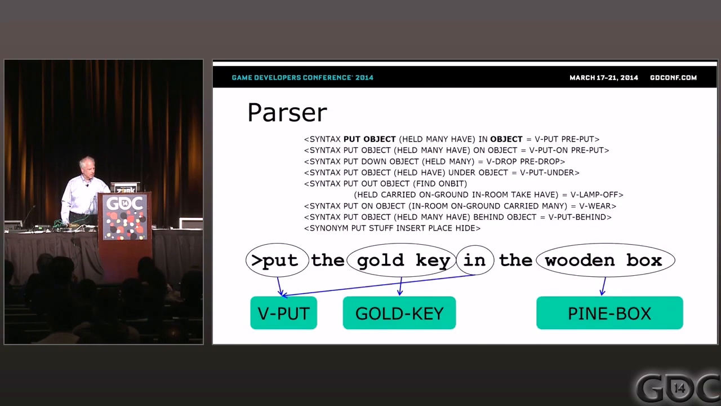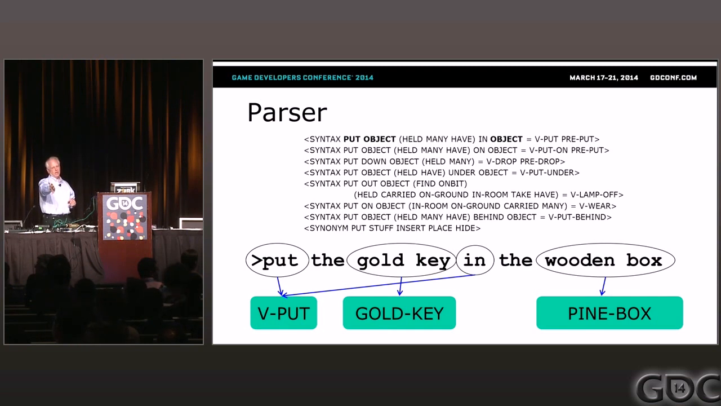I guess it's not. So this is kind of a sketch of the kind of things we could do with the parser. This is a later syntax, the ZIL syntax for parsing sentences. And the idea was that the verb put could be used in an enormous number of different ways. You could put an object in an object. You could put it on an object. You could put it down, which was similar to dropping it. You could put it under an object. You could put something out, put a fire out. So put was there in a lot of places.